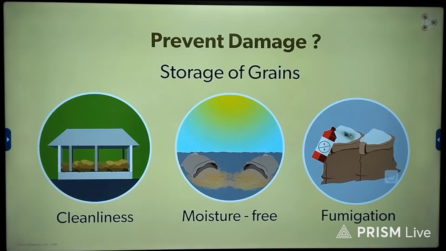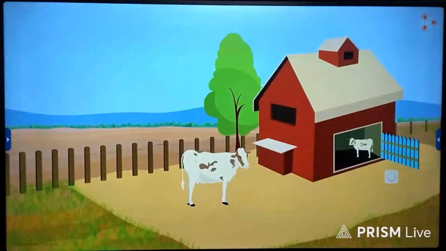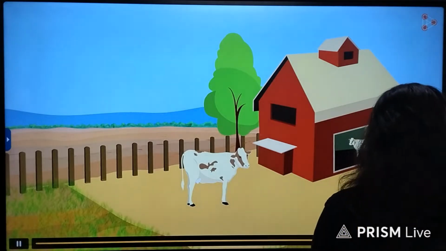With that, we have looked at the idea of crop protection in detail. Let us study animal husbandry in our following videos.